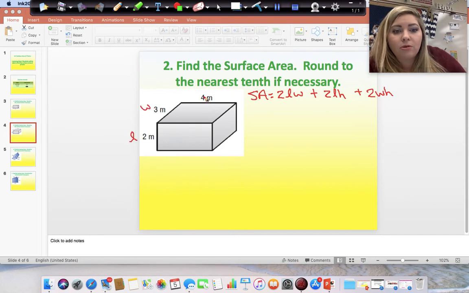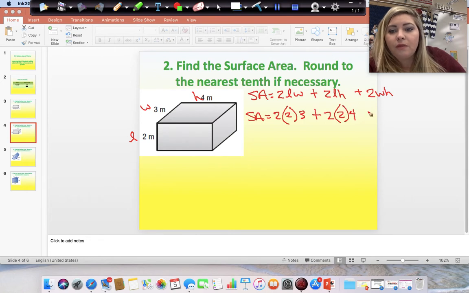L, W, H. So surface area is equal to 2 times LW. L is 2. W is 3. 2 times the length times the height. L is 2. The height is 4. Plus 2 times the width times the height. The width is 3. And the height is 4.